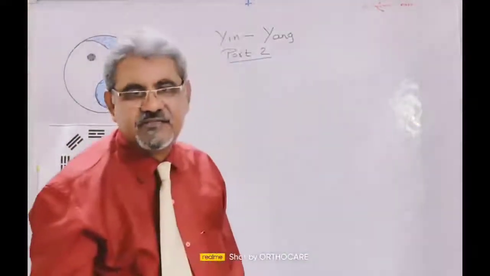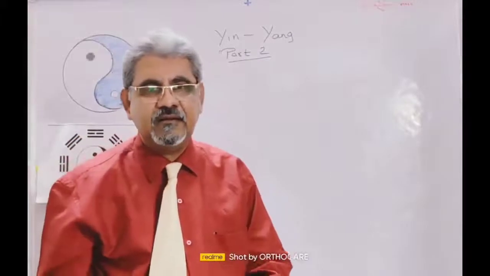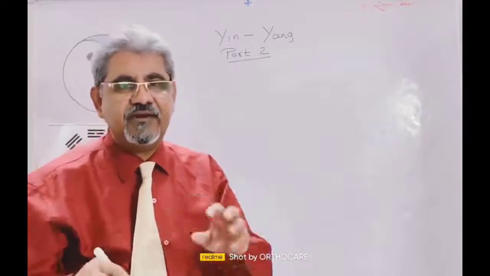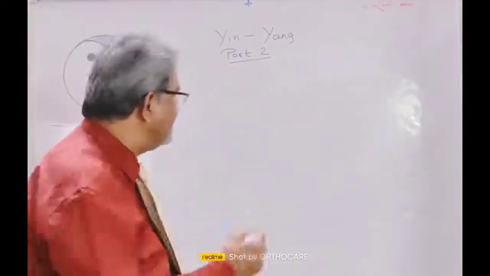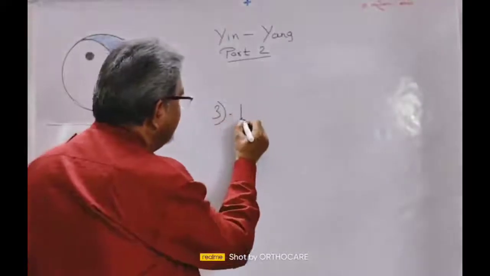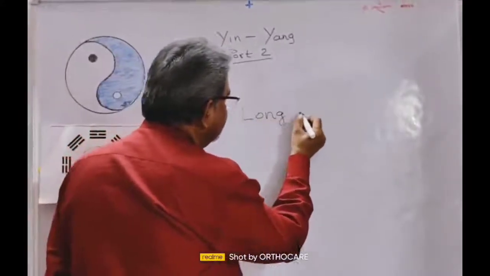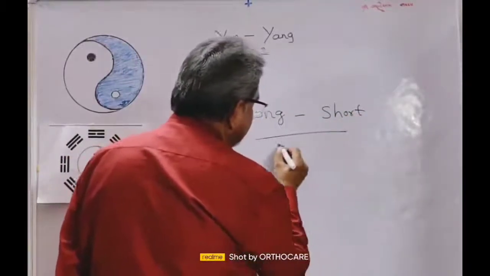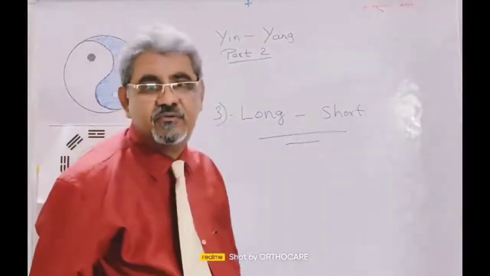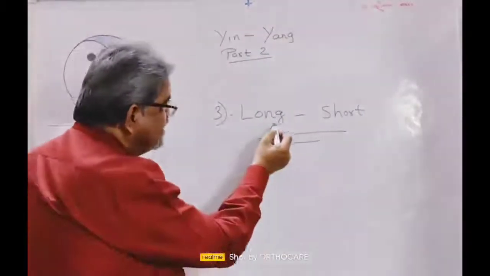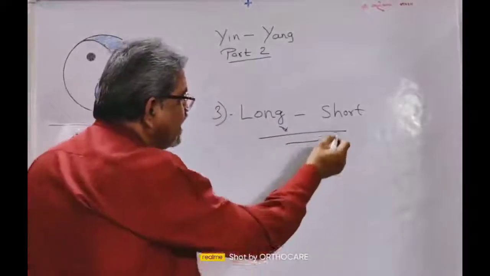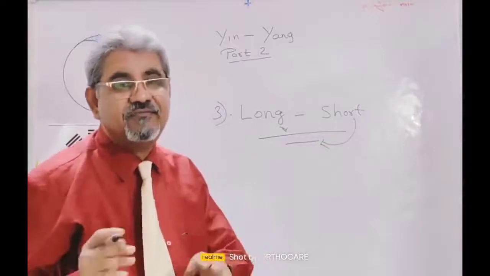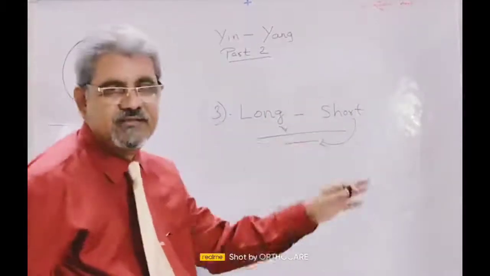I am just showing the interchangeable state and some terms which are in yin and yang and defined in different ways. Then third, we have long and short. So this is long, this is short. But what do they do? They define each other: I am long because this is short.